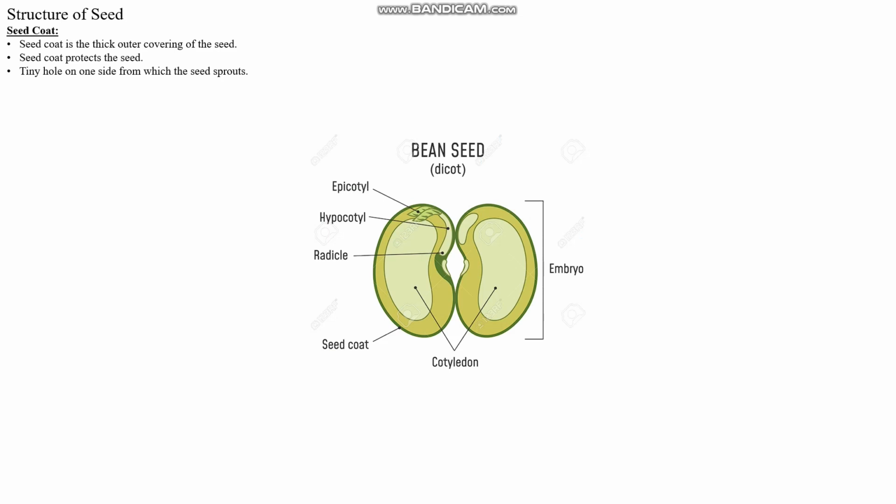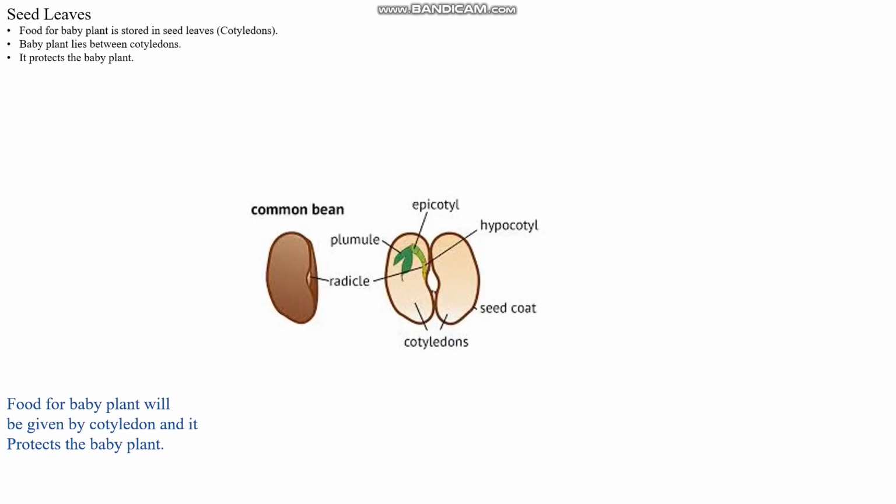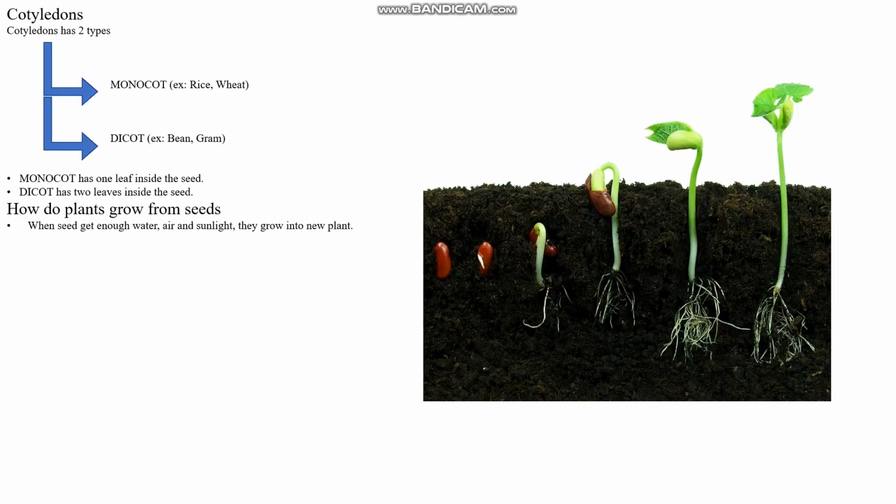The next is the seed leaves. Seed leaves are also known as cotyledons. These cotyledons protect the baby plant inside it and provide it food. And based on these cotyledons, seeds are of two types, monocot and dicot. Monocot seeds are those which have one cotyledon inside. Examples are rice and wheat. And dicots are those which have two cotyledons inside it.